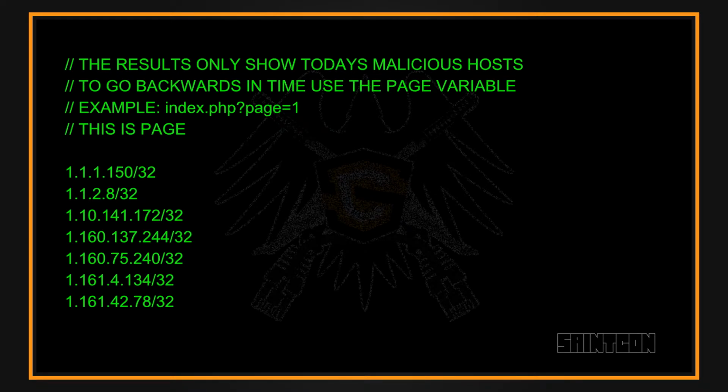So this shows today's malicious hosts. To go backwards in time, use the page variable. Okay? Example, index.php?page=1. And this is page 0. If you did use page 1, it'd say this is page 1. But it shows the first few IP addresses that my network has detected as malicious.